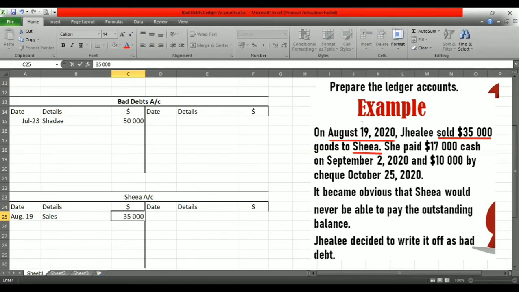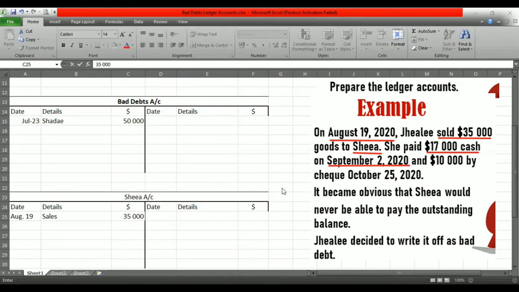Other information provided is that Shay made a payment of $17,000 by cash on September 2nd, 2020. We need to show that she made a payment. Now, once a debtor makes a payment, that will be a credit entry.